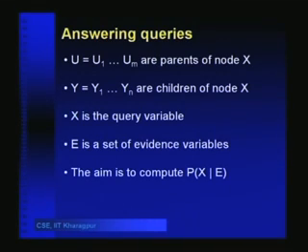They may not be immediate parents or children, but they are ancestors or descendants. Then we had the following definitions: for the node x, u1 through um are the parents, y1 through yn are the children, x is of course the query node, and E is the set of evidence variables, and we want to compute P x given E.